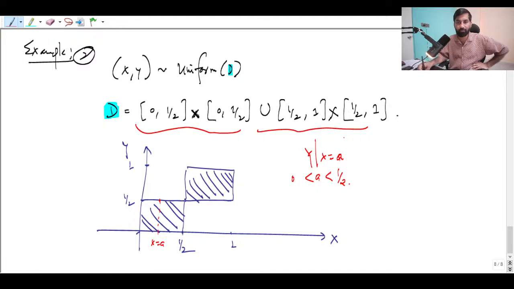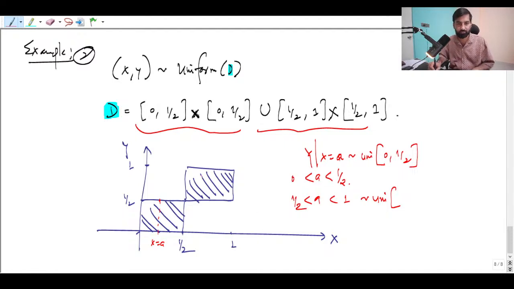ठीक है, तो यहाँ पर आपका यूनिफॉर्म ही रहेगा. This is uniform between 0 to 1 by 2. Okay, it is going to be uniform only. And if I say that A can take between 1 by 2 to 1, so here the conditional density function is again uniform only, right? But it is going to be between 1 by 2 to 1. Okay, so I think these two computations are very important. This is the first computation that you can do.